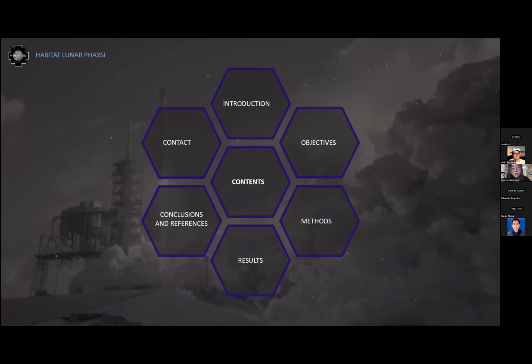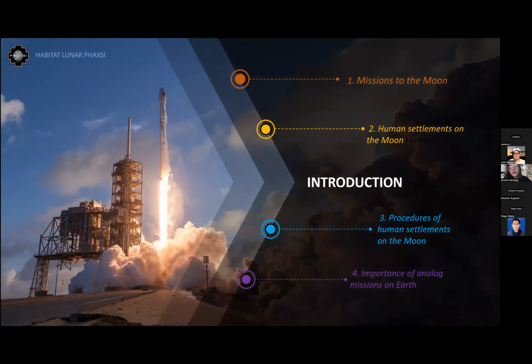The content of the presentation is introduction, objectives, method, results, conclusions, and references. We will begin with the first part, the introduction.